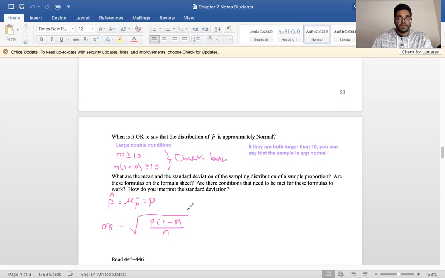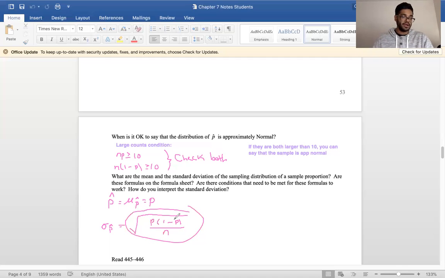And I want you to think about this equation a little bit, right? As n gets larger, what's going to happen to this fraction? This goes back to answering some of the previous question as to why we check these large counts. Because as n gets larger, this fraction is going to get smaller and smaller, and therefore you're going to have less variability. So as your sample size increases, you're going to get less and less variability. That's where that comes from.